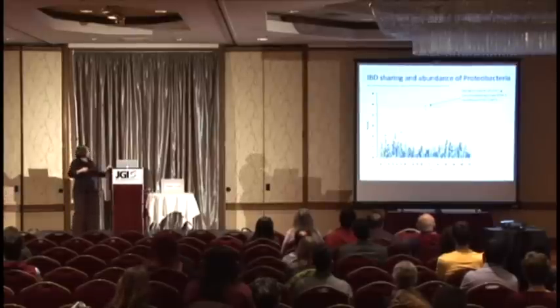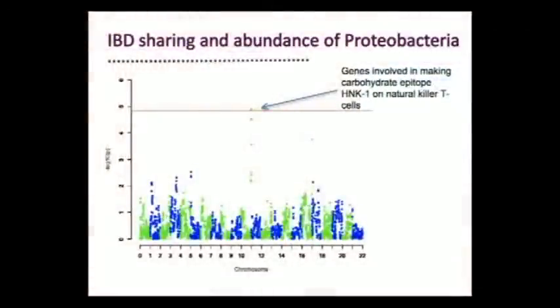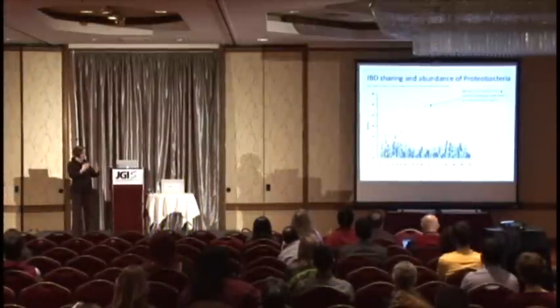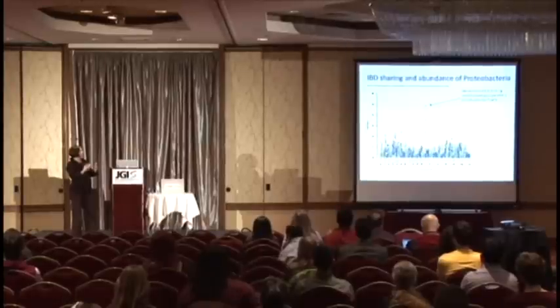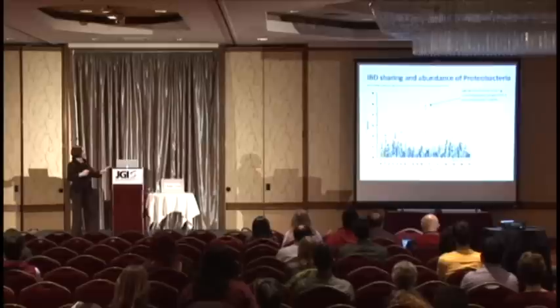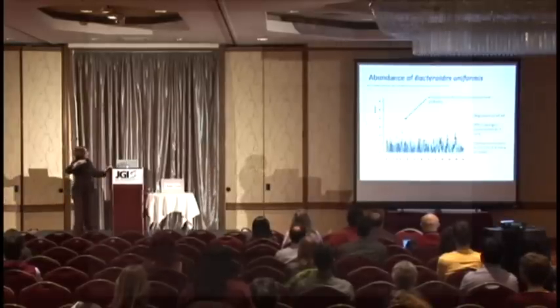And if we look at what those are, for instance, this region on chromosome 11 contains some genes that have to do with epitopes on natural killer T cells. And so we are finding genes where the variation in the genome relates to the abundance of these proteobacteria, and these genes do make sense in that we would expect immune system genes to show up in these kinds of screens, because that's really the front line of interaction between the host and the microbiota. Here's another example for Bacteroides uniformis abundances.